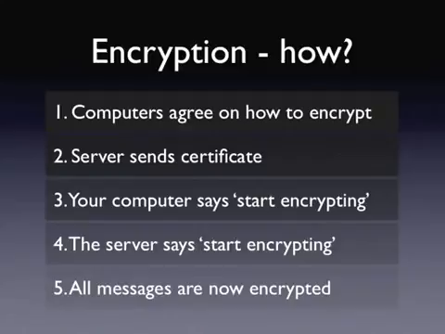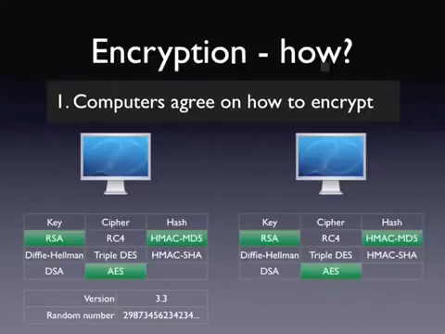Once you press submit, there are several steps before the actual encrypted data is sent. This is called the handshake. Number one, the computers agree on how to encrypt the data between them. Number two, the server sends a certificate containing details about itself and a key to encrypt the data. Number three, your computer says start encrypting. Number four, the server says start encrypting. Now all messages are encrypted. I'm going to take you through each one of these five steps, explaining in detail how that works.